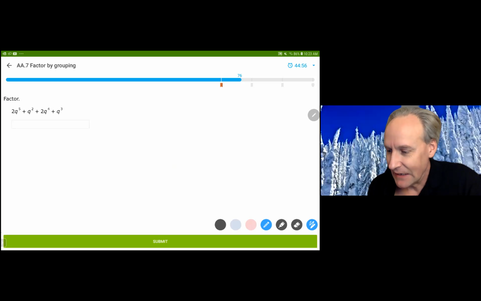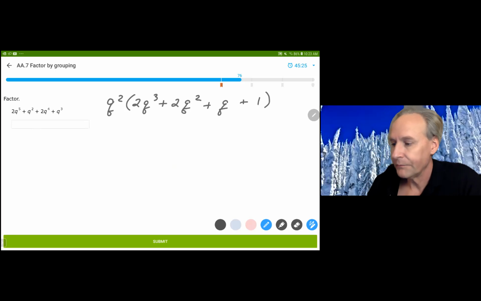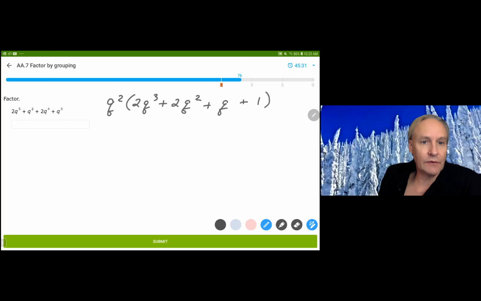Okay, let's take out the q squared and at the same time rewrite it. So I'm going to do two things at once. I'm going to take out the q squared, and I'm going to rewrite it in order. So that's going to leave me with 2q to the third plus 2q squared plus q plus 1. Now, I could have done this in 2 steps, but I went ahead and just took the q squared out of everything and then rewrote it in descending order.